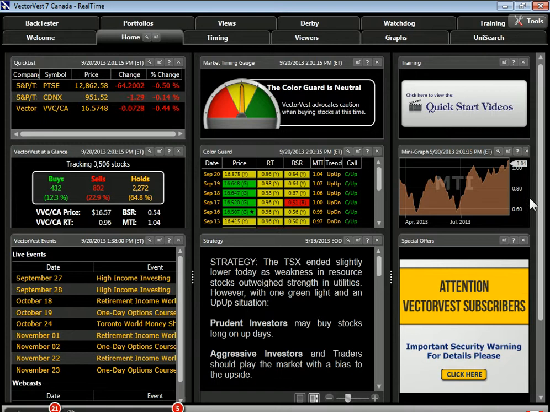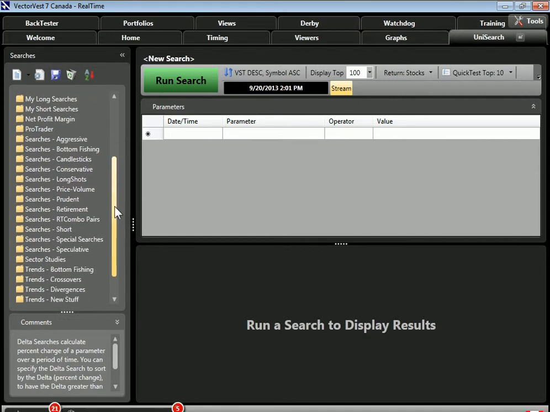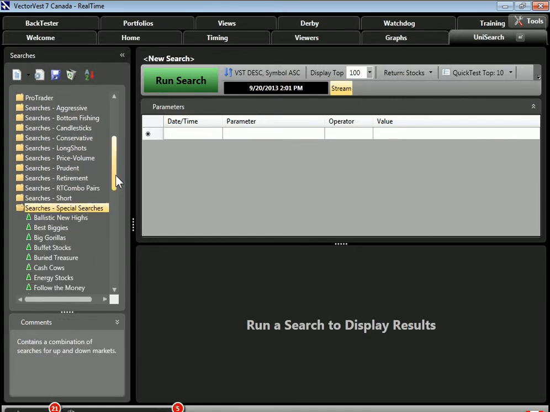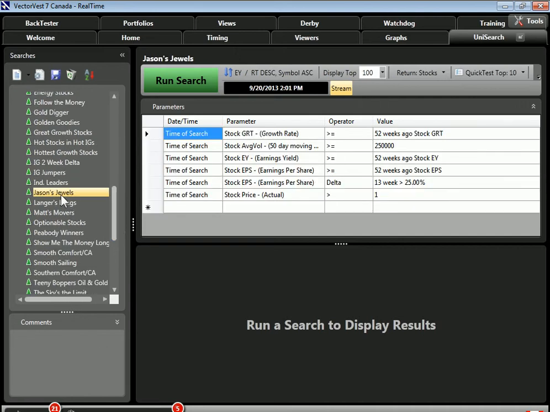I'm going to move us from the home page to the Unisearch tool, and let's first talk about the bullish search that Jason used in his trading plan. That search will be located in the Searches, Special Searches folder, and the title or name of that search is called Jason's Jewels.